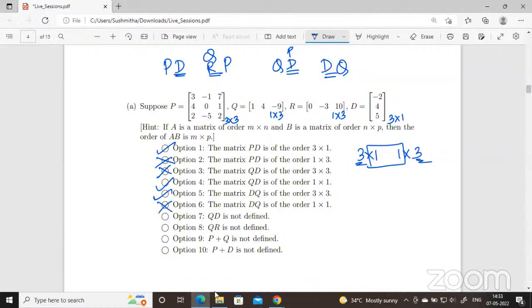Is QD well defined? Yes, ma'am. Obviously. Q is 1 cross 3 and D is 3 cross 1. QR is not defined. P plus Q is not defined. Ma'am, option 9 will be correct.